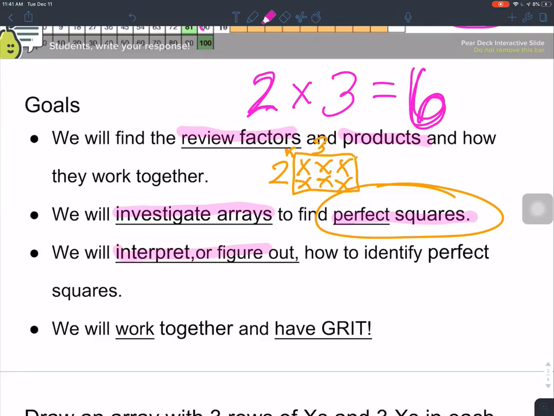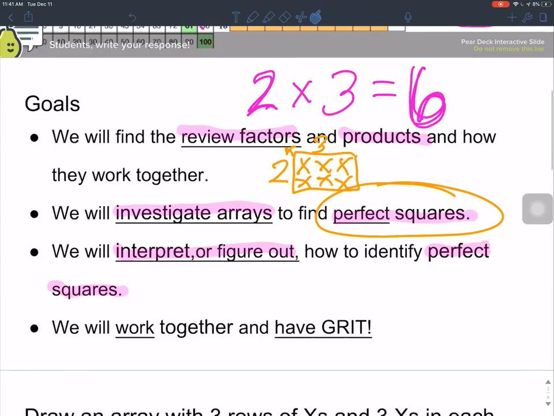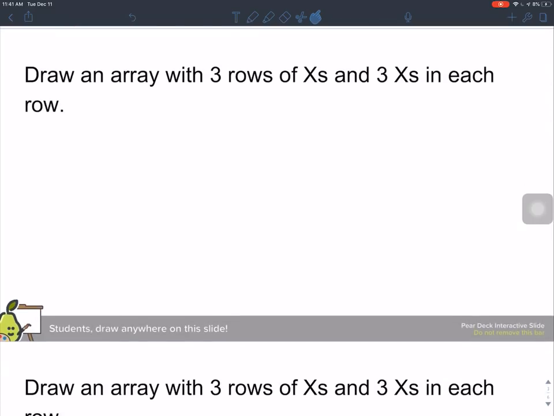We will also interpret, or figure out how to identify, perfect squares. Well, when you look at some arrays, some will make a square. We will also work together and have grit. So I would like you to draw 3 rows of 3 with 3 X's in each row. Pause the video and discuss what that would look like with your team.